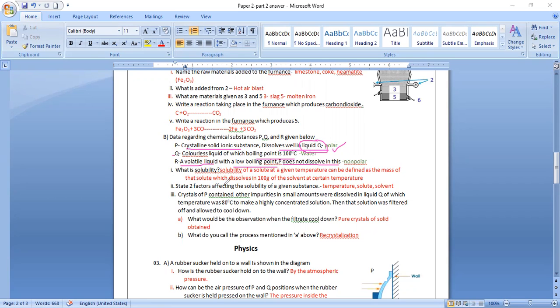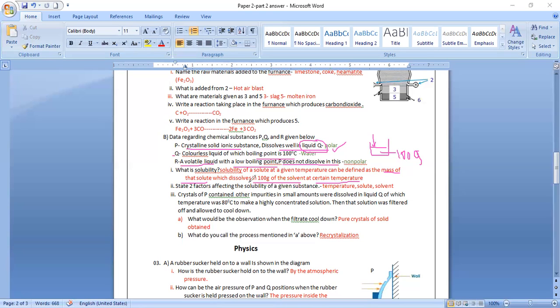What is solubility? You have to know the definition. The solubility of a solute at a given temperature can be defined as the mass of that solute dissolving in 100 gram of solvent at a certain temperature. So you should know the temperature. At a certain temperature with 100 gram of solvent, the mass of the solute is called the solubility.